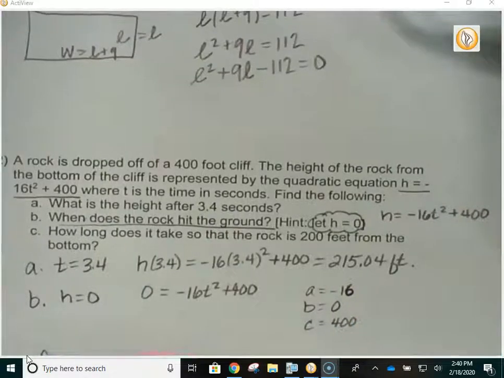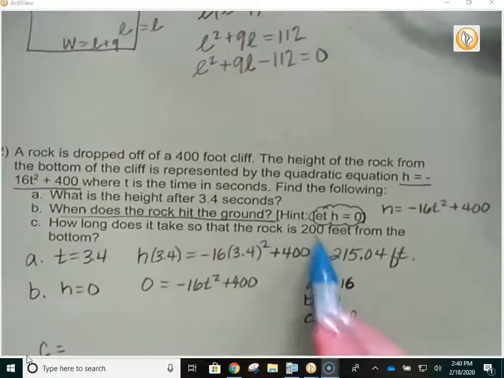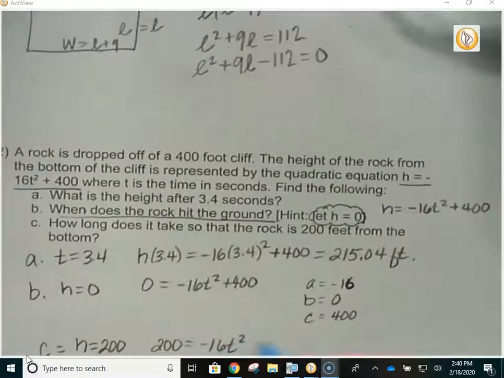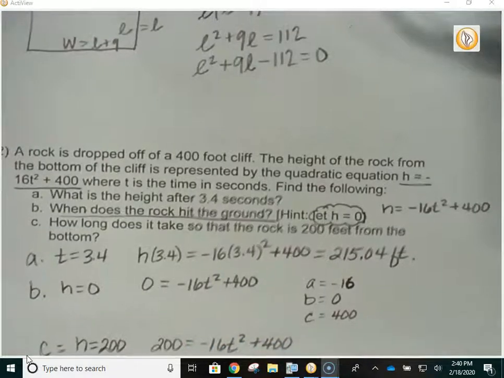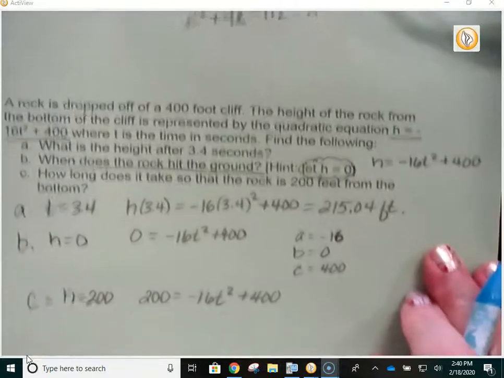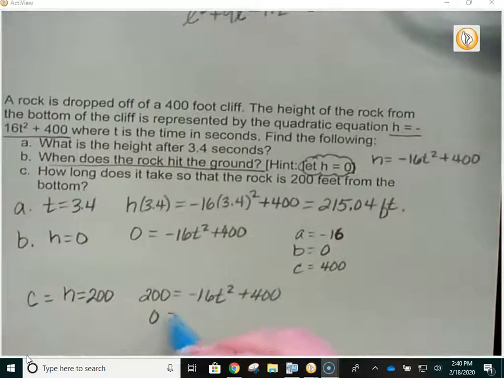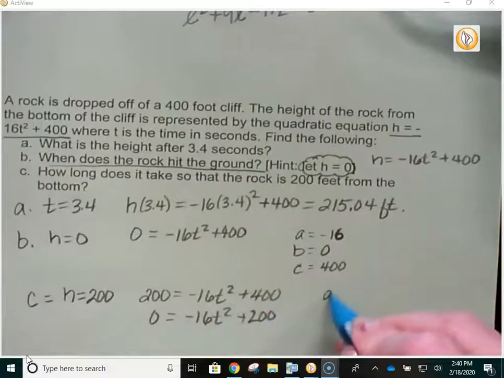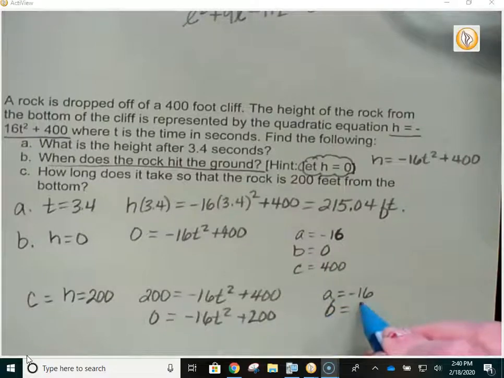For part C, this time it wants to know how long it takes so that the rock is 200 feet from the bottom. So this time our height is going to be 200. And again, once you've got that written out, you can get it equal to 0. And you can use the quadratic formula, or you can factor, or you can graph it.